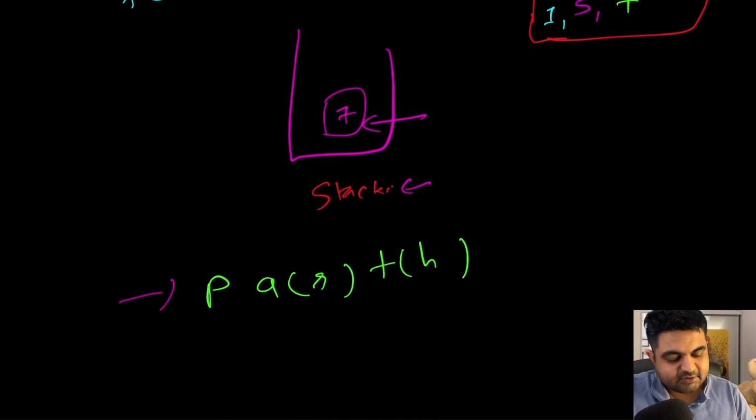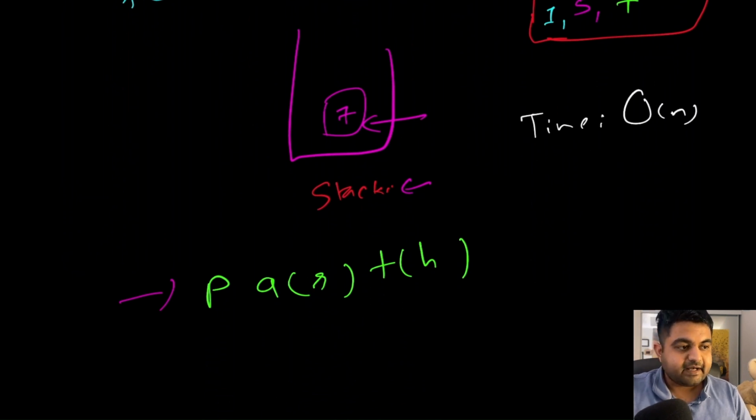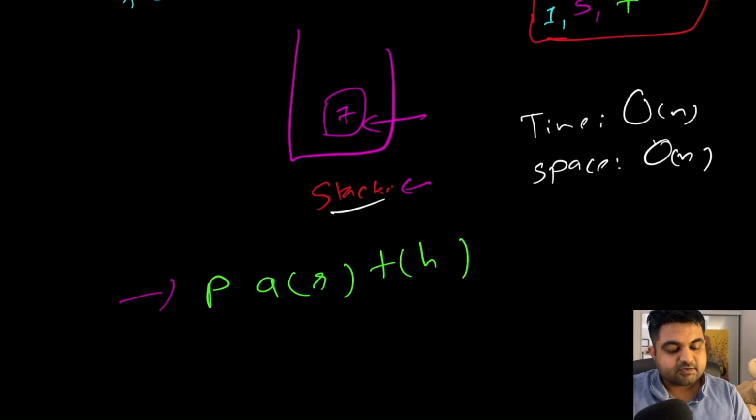If we see time and space complexity, time complexity is going to be big O of n, where n is the number of characters present inside the string, and space complexity is simply going to be big O of n as well, because we are using an extra stack and also an extra hash set to store a bunch of different values. Okay, so now let's quickly see the coding solution for this one.